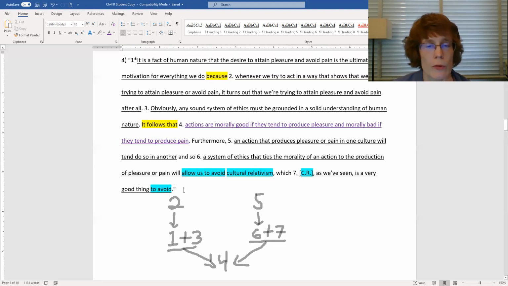2 is weird, right? Whenever we try to act in a way that shows we are not trying to avoid pleasure or avoid pain, it turns out that we are trying to do that. Why would anybody think that? Is that true, right? The first question of any premise, is that true? Can you see why Bentham and others might think it's true? The idea is, if I decide, you know, I just don't want to think of myself as being quite that hedonistic.